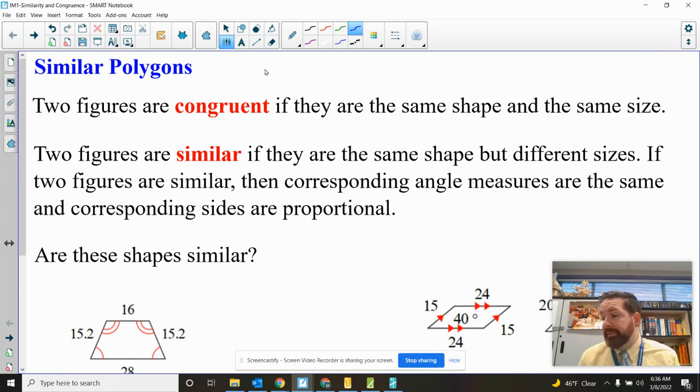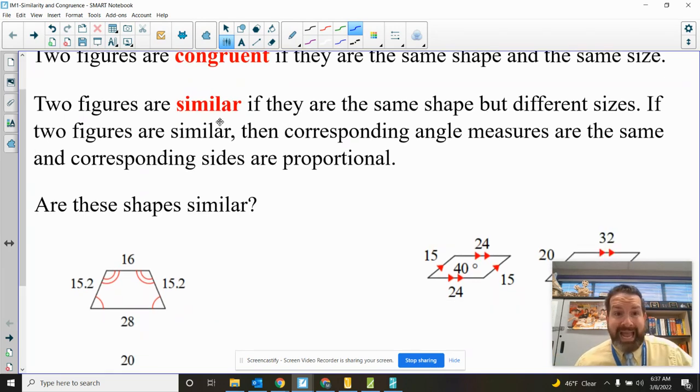Some terminology. We're going to use the word congruent. Two shapes are congruent if they are the same shape and the same size. So all the measurements need to match up. The angles should be the same between the two shapes, the side lengths should be the same between the two shapes. Everything is the same from one to the other.